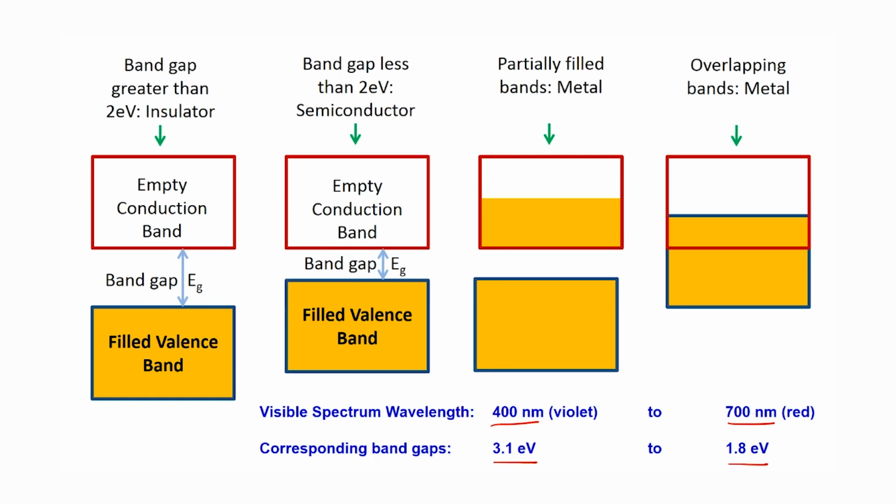Now, there is something very interesting here. We have a band gap Eg. So, when radiation is incident on the material, if the energy of the radiation is higher than the band gap, then it enables a transition of an electron from the filled valence band into the conduction band.